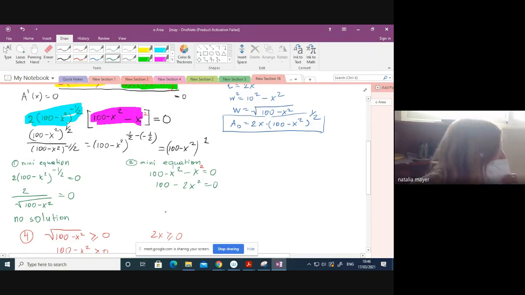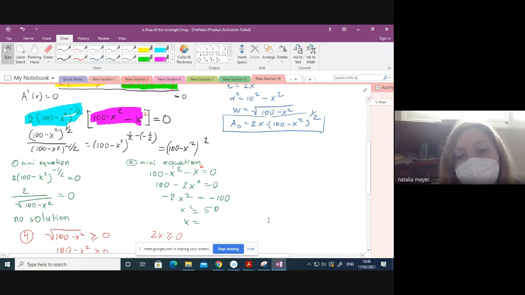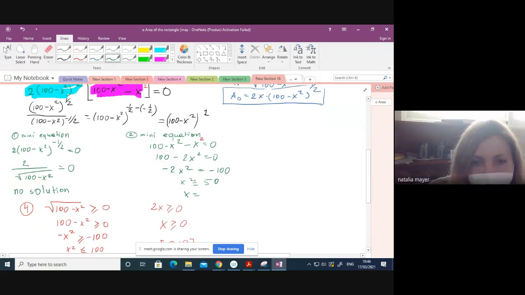So you don't need mod 5.3 here, right? You can put negative 2x squared, or you can use mod 5.3 if you want. It's negative 100, right? Then divide by negative 2. So x squared is 50. Yes, now I remember that this is the right thing. And then x is going to be square root of 50. Can you give me the answer? 7.07. No, with the radical. 5 radical 2. 5 radical 2, right?